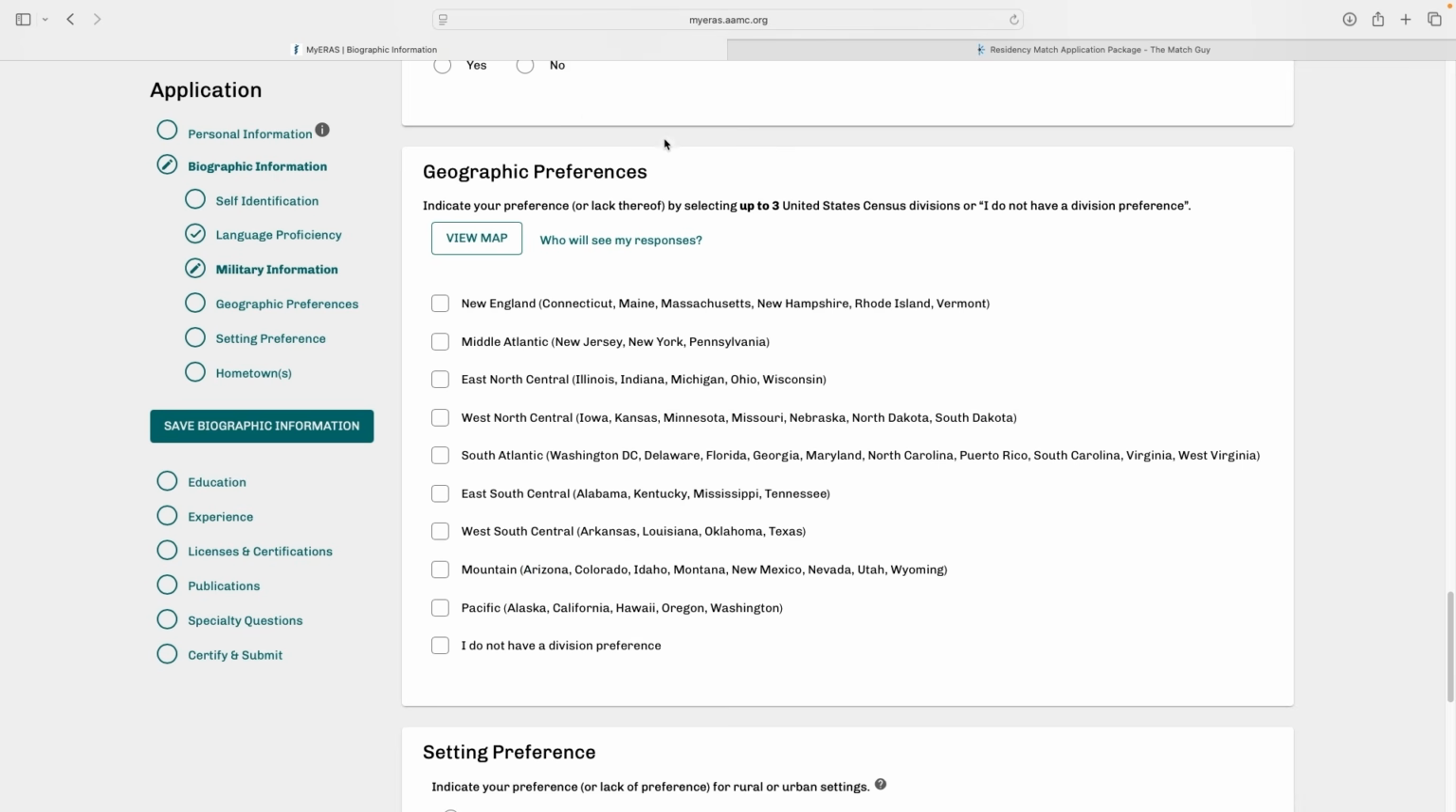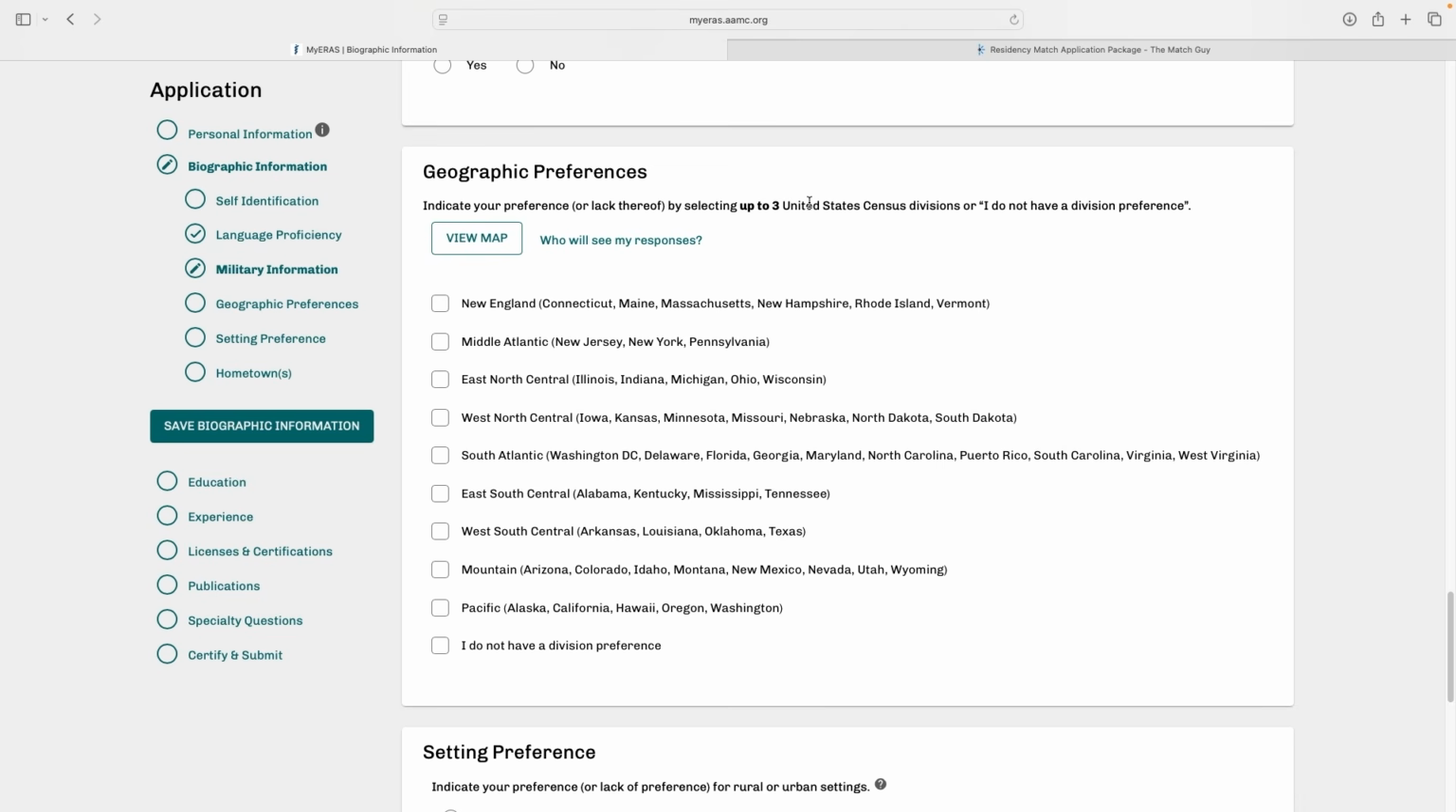And now let's move on to the geographic preferences section, a very important section when it comes to the ERAS application. Why? Because the AAMC actually has done surveys of program directors, and it seems that if you pick a geographic area that aligns with the area of the program, that will increase your chance of getting an interview. And the reason is some programs even filter by people who pick a geographic preference that aligns with their location. So that's why this is a golden opportunity you should not miss.